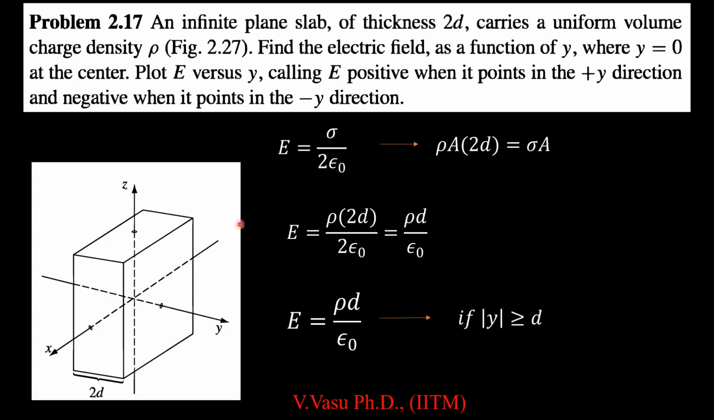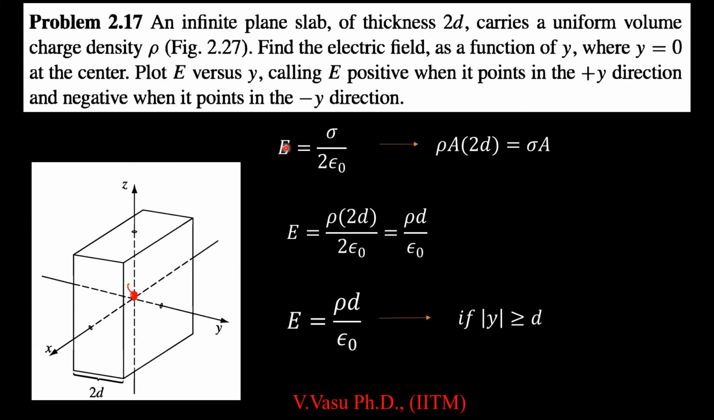given in the figure. Find the electric field as a function of y, where y equal to 0 at the center. This is y is 0 at the center at this point. Also plot E versus y, calling E positive when it points in the positive y direction, and negative when it points in negative y direction. This is the y direction and this is the z direction.